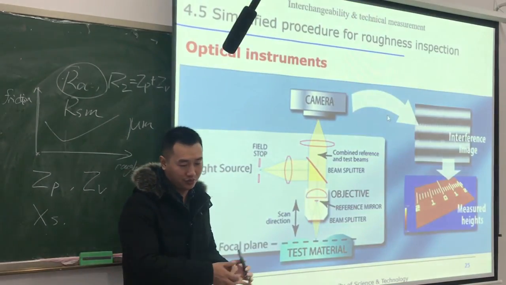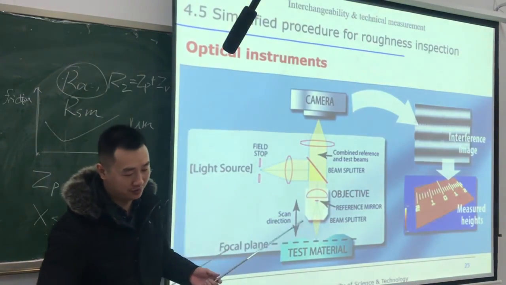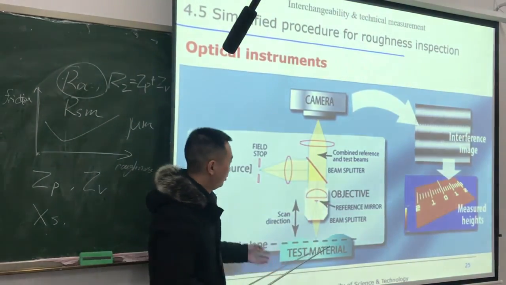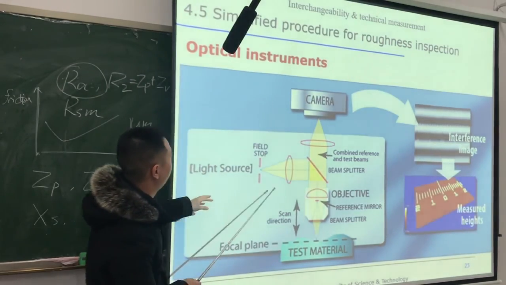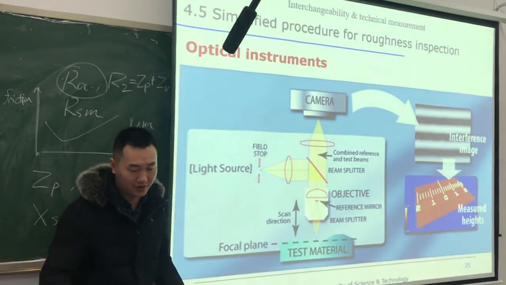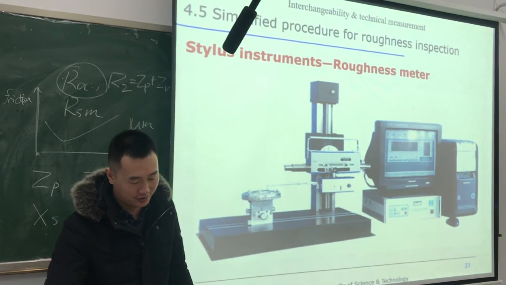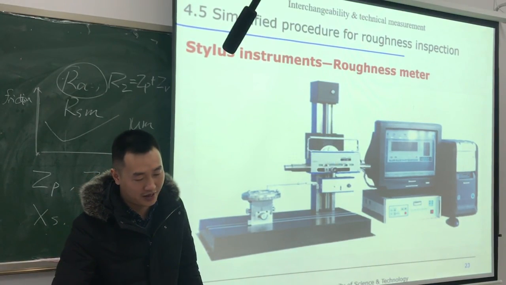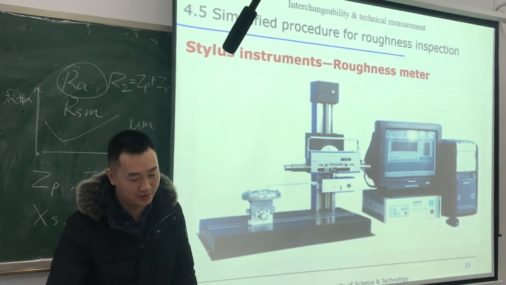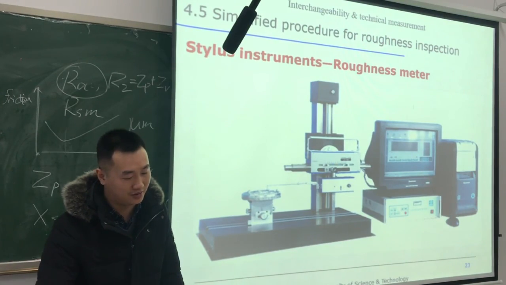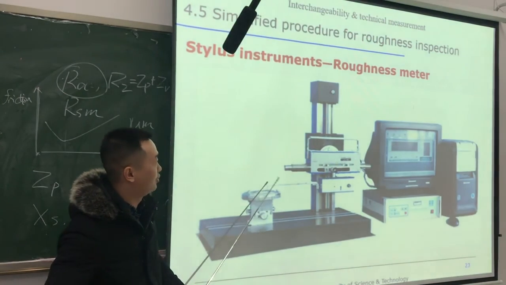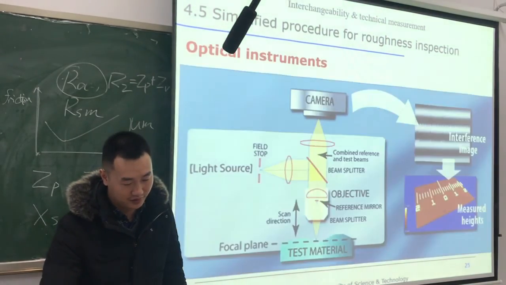Just now, what we showed is an optical instrument, and normally the precision of an optical instrument is less than that of stylus instruments. But in this video, it claims it can reach the nanometer level, and that's right. That's even better than normal stylus instruments.